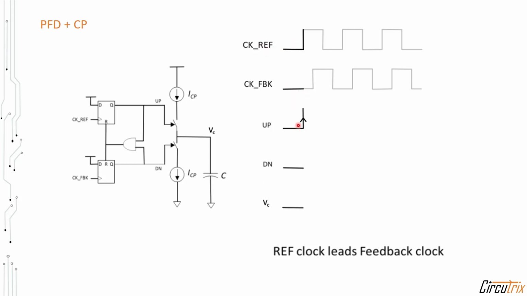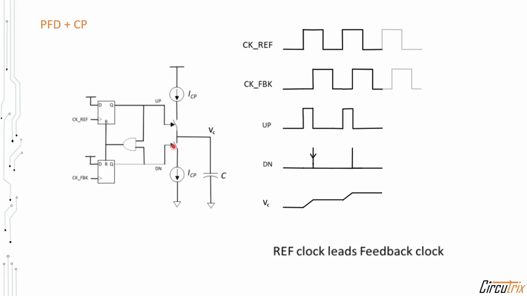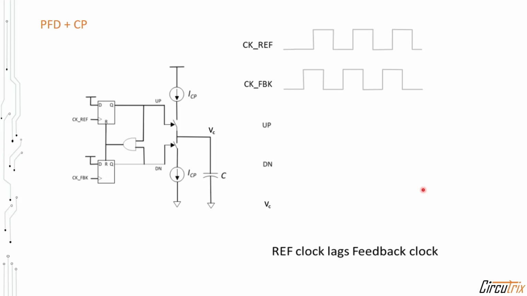So let us consider the same cases where the reference clock is leading the feedback clock. When up signal is generated, this switch is closed and this will charge this capacitor. So the VC will increase until this up is on. The moment this down is on or both are open, then it will remain constant, and this will repeat as shown over here.